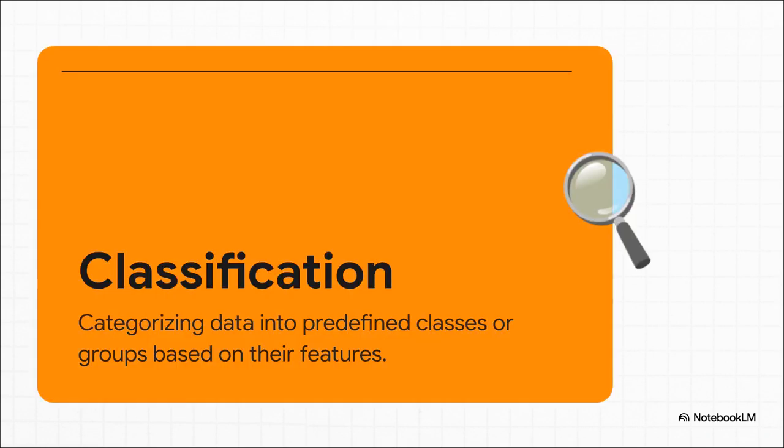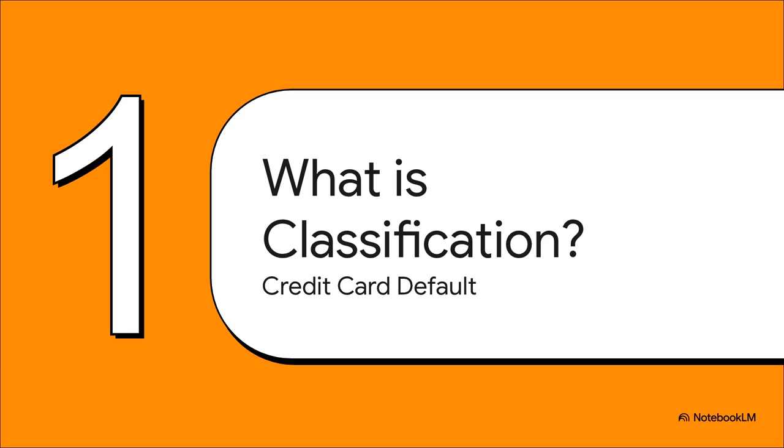So what are we really doing here? We're basically building a little decision-making function. We feed it a bunch of information, what we call features, and it predicts which group or class that thing belongs to. Okay, to make this really hit home, let's walk through an example from finance.